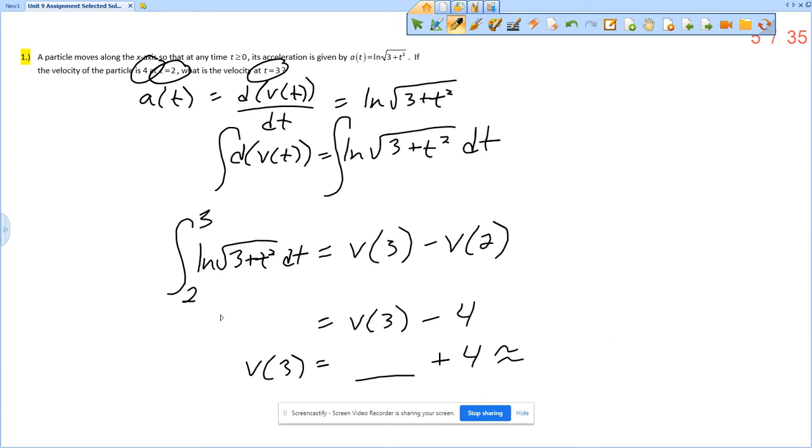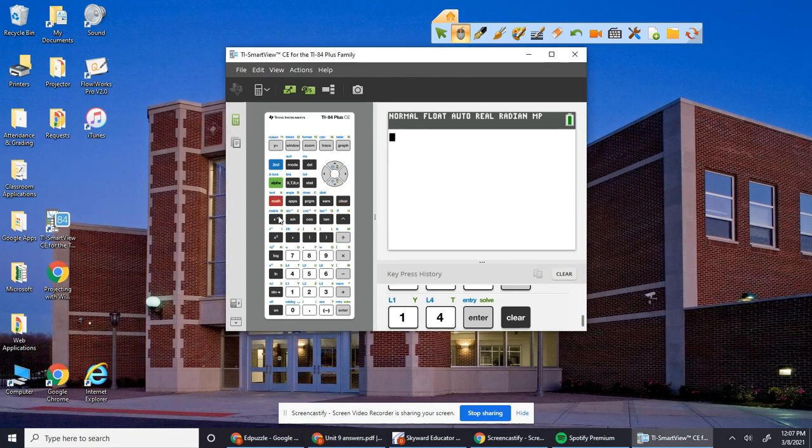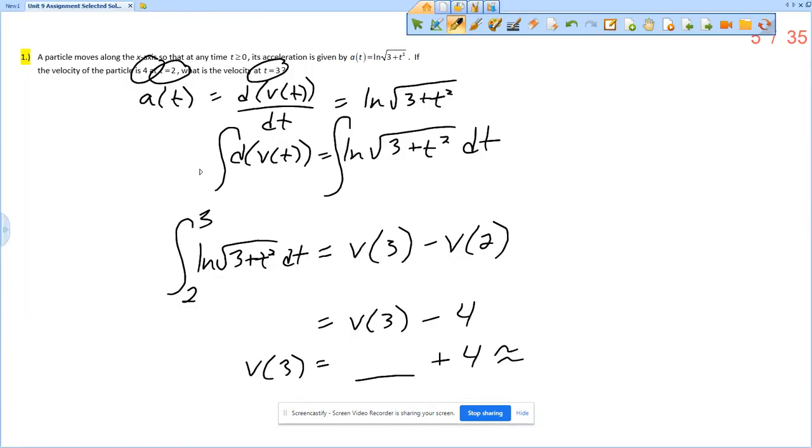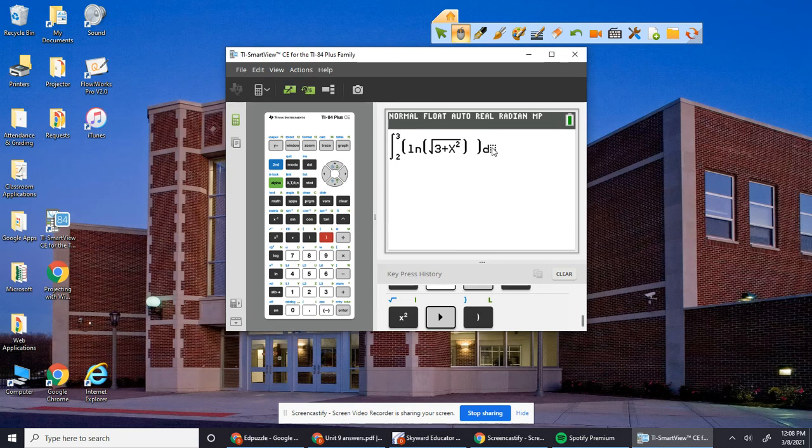All right. And so let's calculate this natural log of the square root of 3 plus t squared. All right, so calculator. We're going to integrate. So math 9 from 2 to 3. And it's the natural log of the square root of 3 plus x squared, and then close parentheses on the natural log. So let's just make sure I have it right. Integral from 2 to 3, natural log of the square root of 3 plus x squared. And then we're integrating that with respect to x.